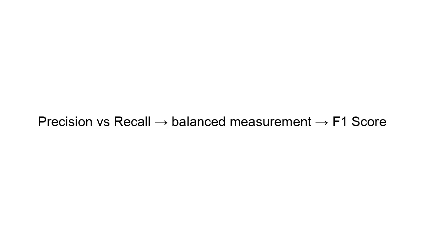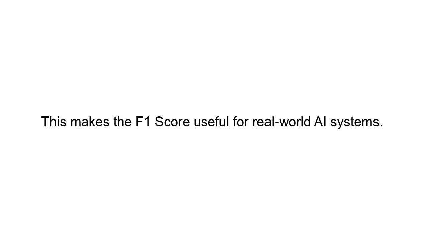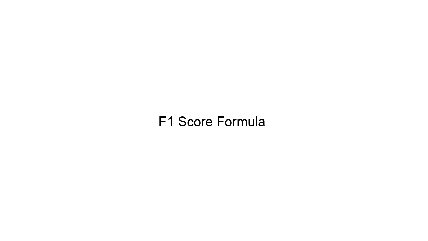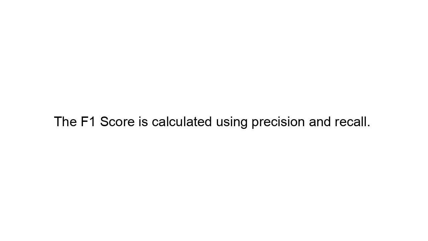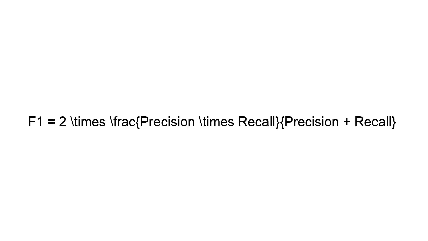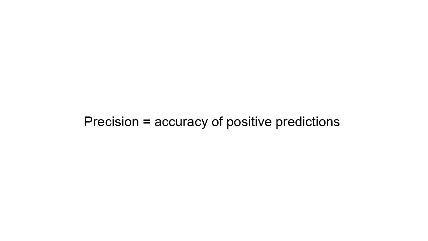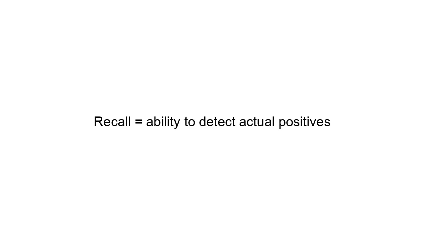F1 score formula. The F1 score is calculated using precision and recall. F1 equals 2 times (precision times recall) divided by (precision plus recall). Where precision equals accuracy of positive predictions. Recall equals ability to detect actual positives. The F1 score represents the harmonic mean of precision and recall.